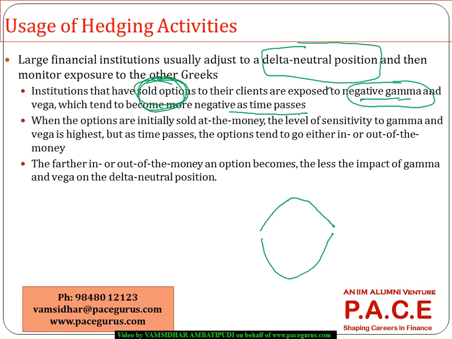So a few of these relationships: when the options are initially sold at the money, the level of sensitivity to gamma and vega is the highest at the money. But the more you go in and out of the money, the impact of gamma typically goes down. The farther out of the money, gamma, vega, all of them will have very less impact on the exposure for you. So if you are able to remember these relationships, I hope the questions can easily be answered from this space.